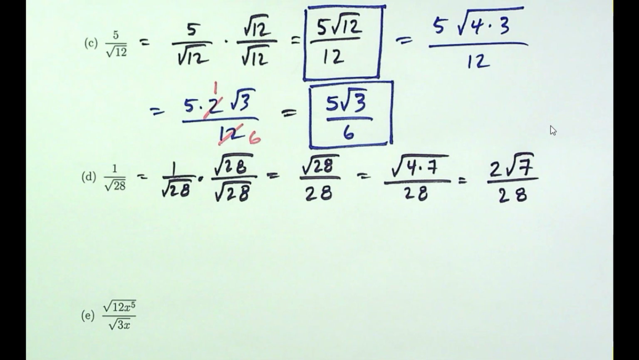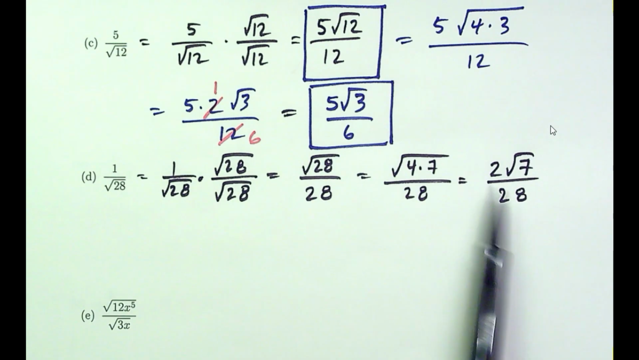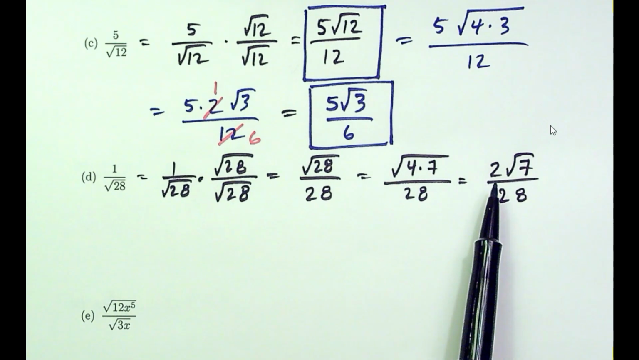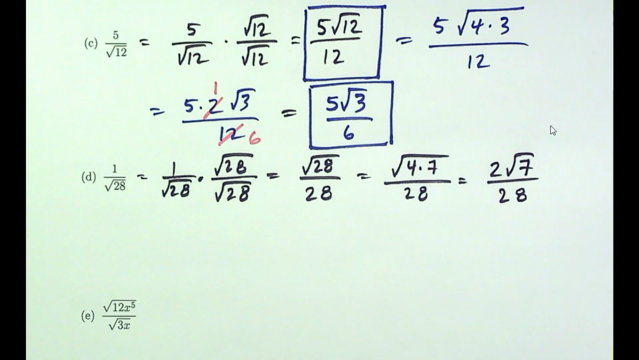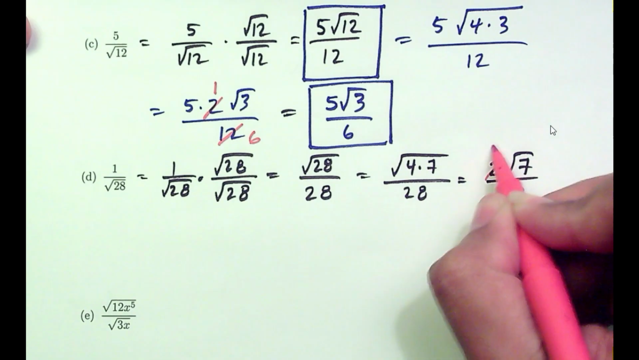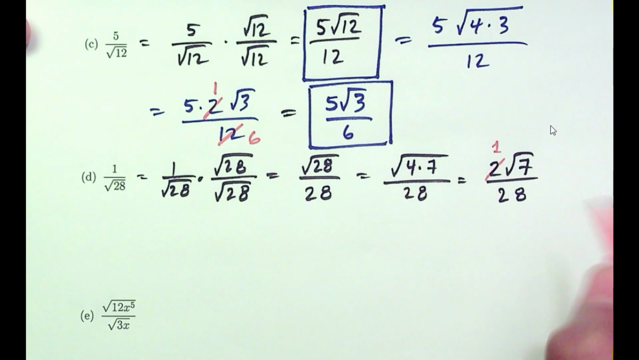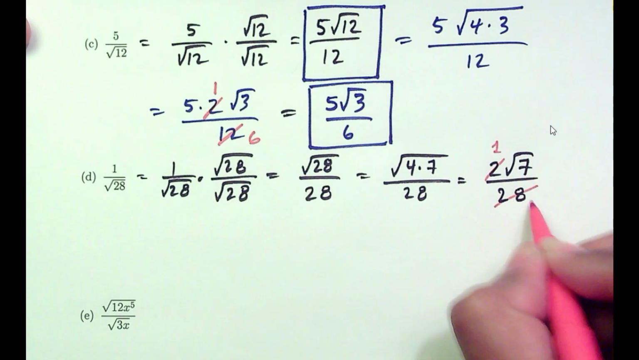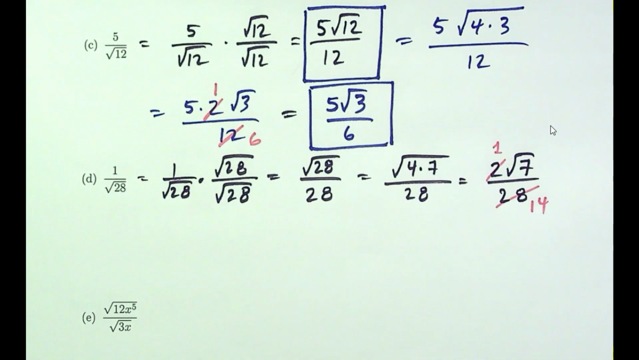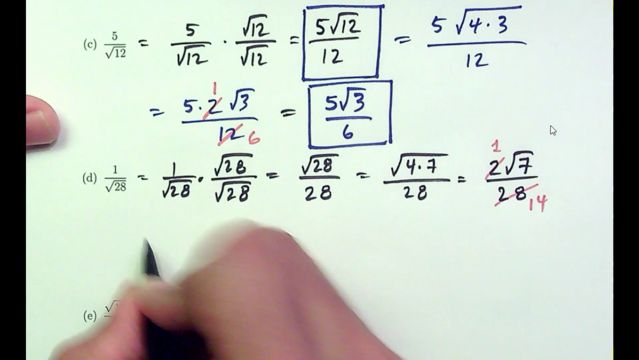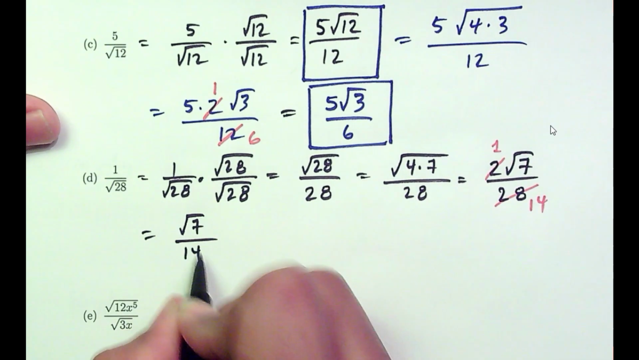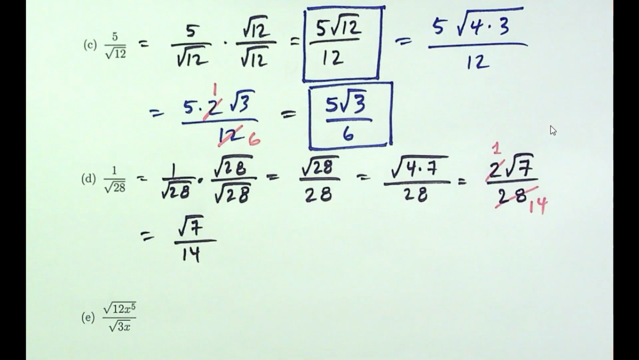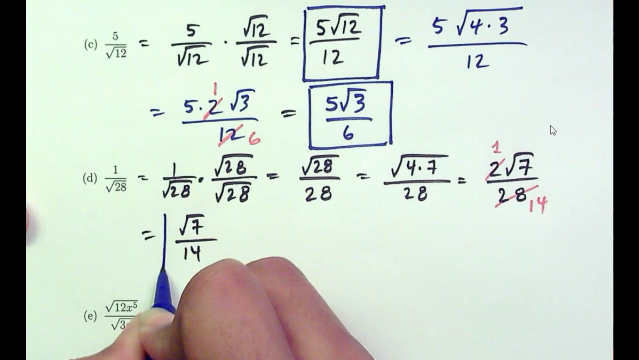And that's still not simplified as much as possible, because now I can cancel a 2 from the top and a 2 from the bottom. So you divide both top and bottom by 2. That becomes 1, which you don't write in the final answer, and dividing 28 by 2, you get 14. So that gives me square root of 7 over 14.